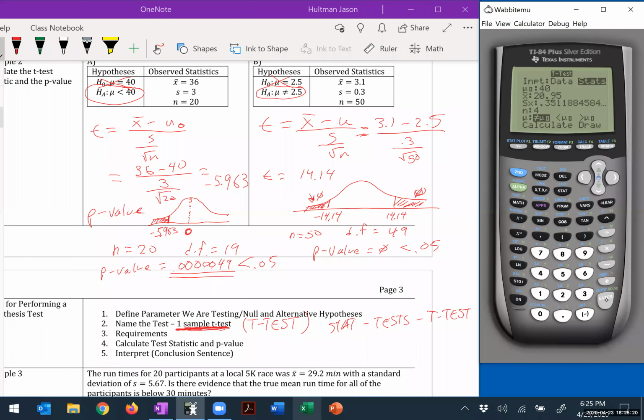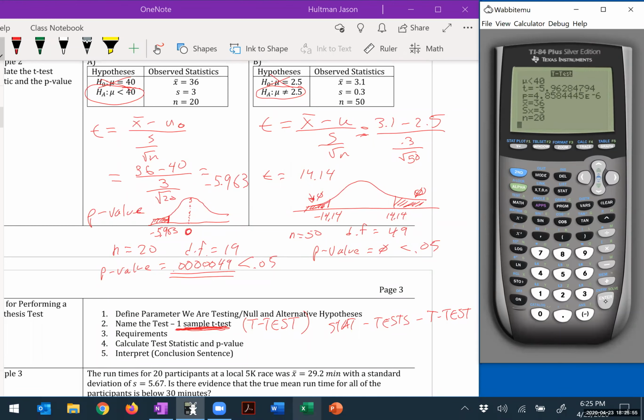Then, what are we getting as our sample? Our sample x bar is 36. What's our sample standard deviation? 3. And how many in the sample? 20. And what are we wanting to do? Less than, not equal to, greater than? I'm sorry, I want it to be less than. So I hit enter and then I just hit calculate.